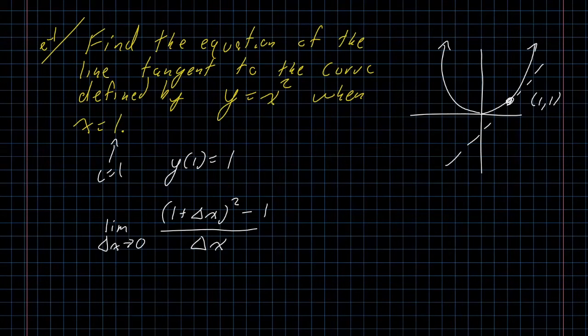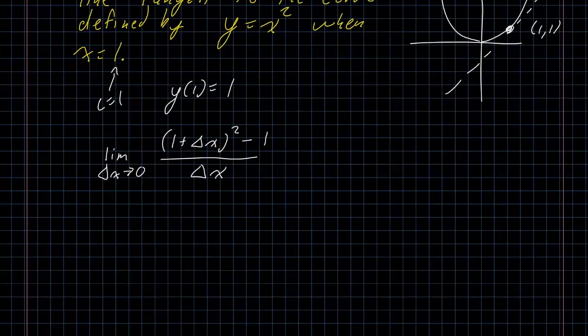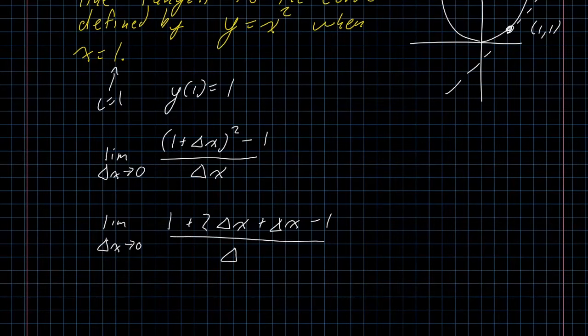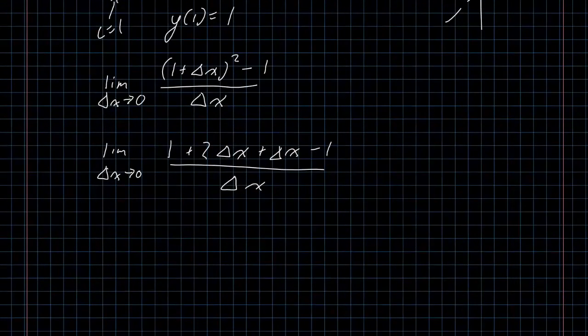All right, just plugging in c equals 1 and f of x equals x squared to see what we get out of this. We can simplify this expression. 1 plus delta x, the whole thing squared, is 1 squared, which is 1, plus 2 times 1 times delta x, which is just 2 delta x, plus delta x squared, minus 1, all over delta x. Notice we have a 1 and a minus 1 in the numerator.